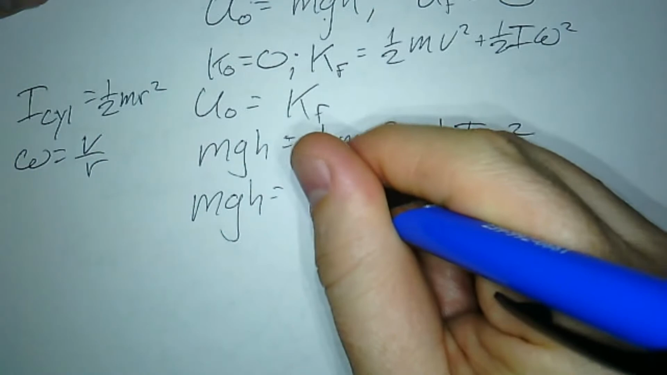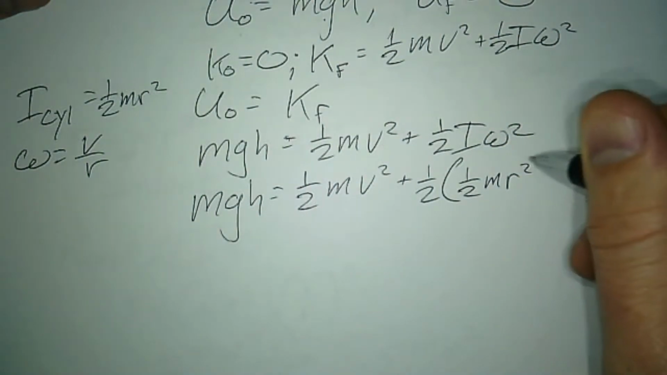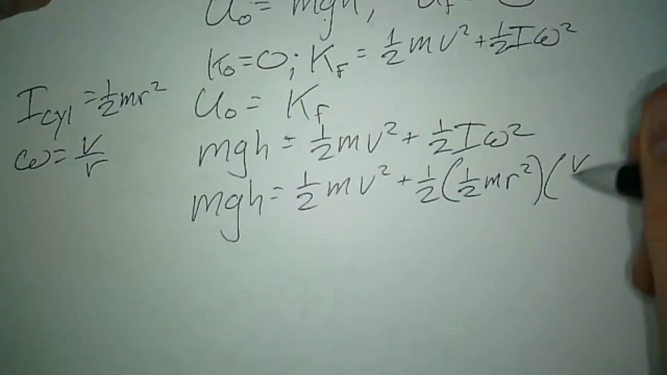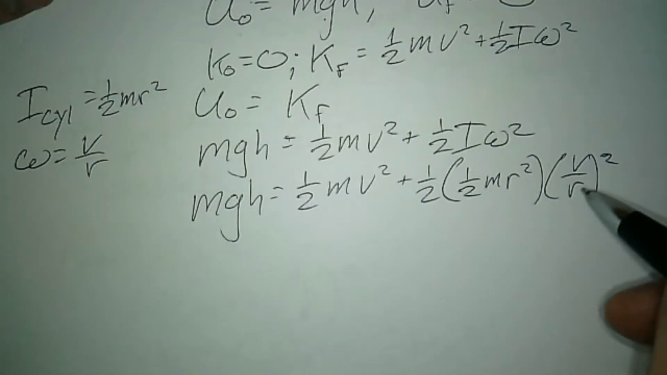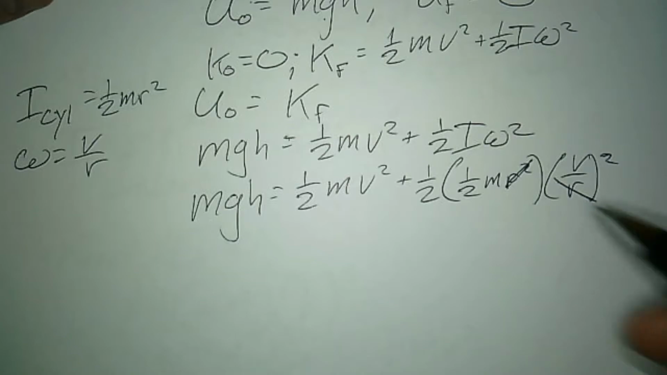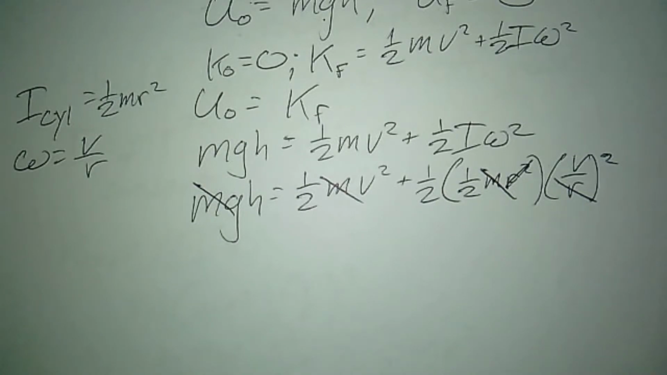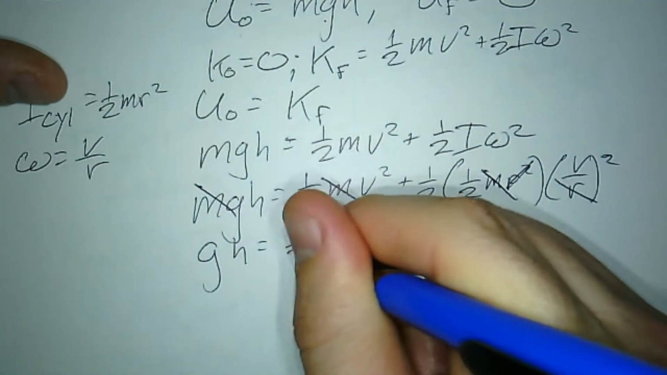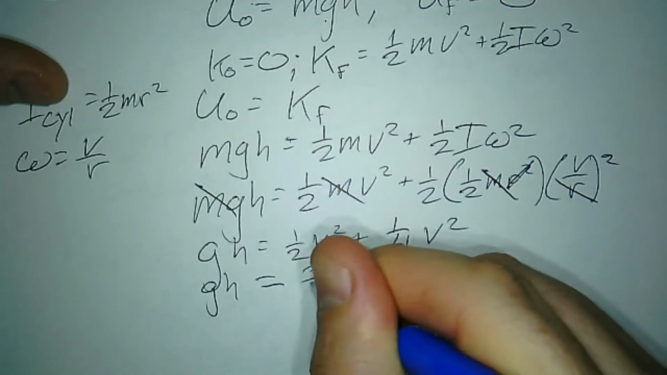So now I'm going to get mgh is equal to 1/2 mv squared plus 1/2 times your moment of inertia, which is 1/2 mr squared, times v over r, but all of that is going to be squared. Okay, looking at this, something I should notice is this r is squared here, and that's squared here, so I can cancel this r with that r. And oh, look at that, I've got mass here and mass here. All those are gone, because just like when you drop an object, for rolling objects the mass shouldn't matter. The mass is going to cancel out. Okay, so I have gh equals 1/2 v squared plus 1/4 v squared. So let's simplify that a little bit, and I now have gh equals 3/4 v squared.